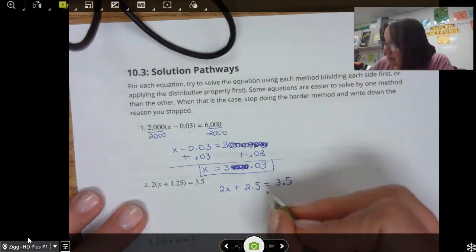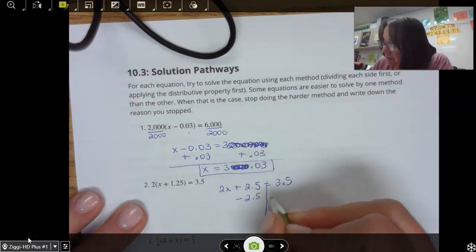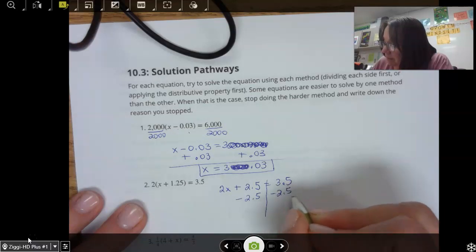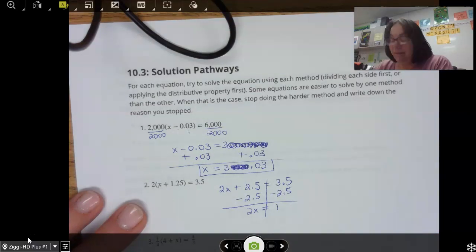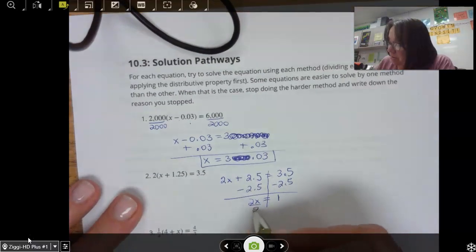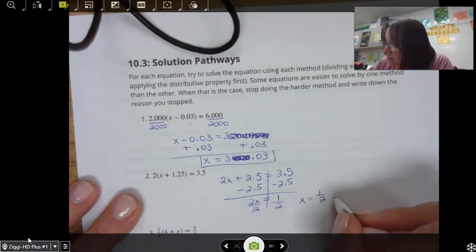So now I can undo each operation. We're going to subtract 2.5 from each side. And I have 2x equals 1. And then you would divide by 2, and x equals 1/2, or 0.5. However you want to write it, makes no difference.